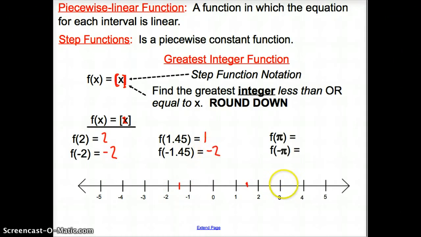How about pi? Pi is 3.14. It's right there. We pass 3. We round down to 3. How about negative pi? It would be right there. It's really close to negative 3, yes, but we have to round down all the way to negative 4. And I'm going to stop the first video right here before we get into graphing the greatest integer function, and we'll pick it up on the next video of graphing the greatest integer function and absolute values.